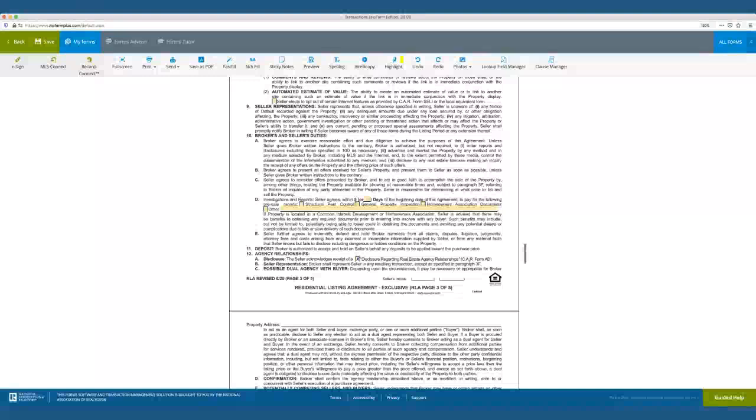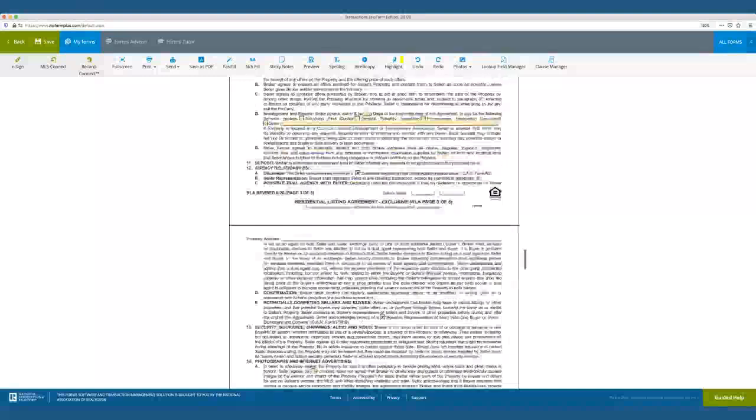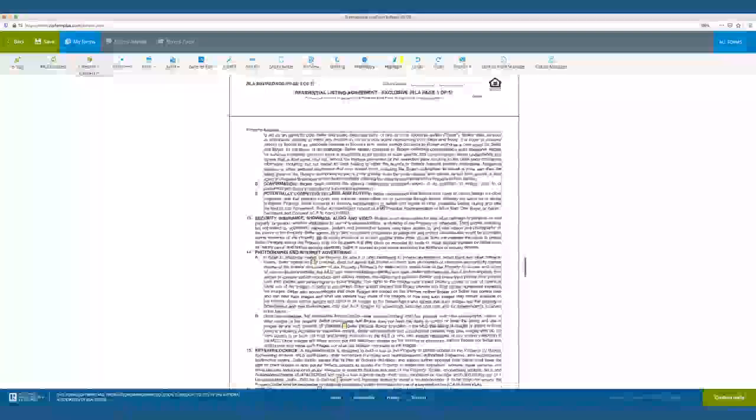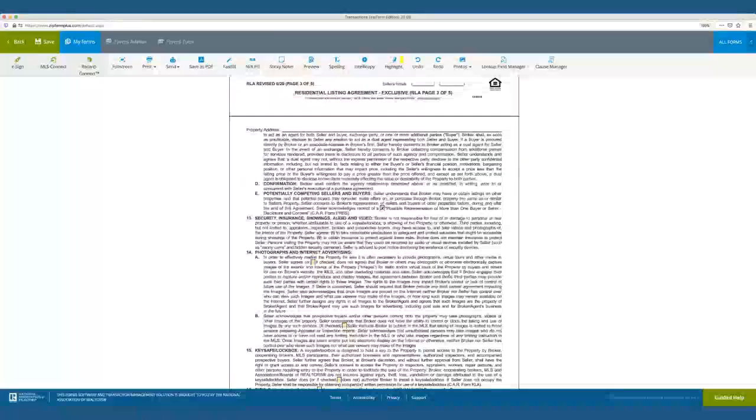Here's the agency relationship thing that we've all been talking about, and the possible dual agency with buyer, competing sellers and buyers. This is the possible representation of more than one buyer or seller. Security and insurance, audio and video. This is very important. Broker is not responsible for any loss or damage to personal or real property.